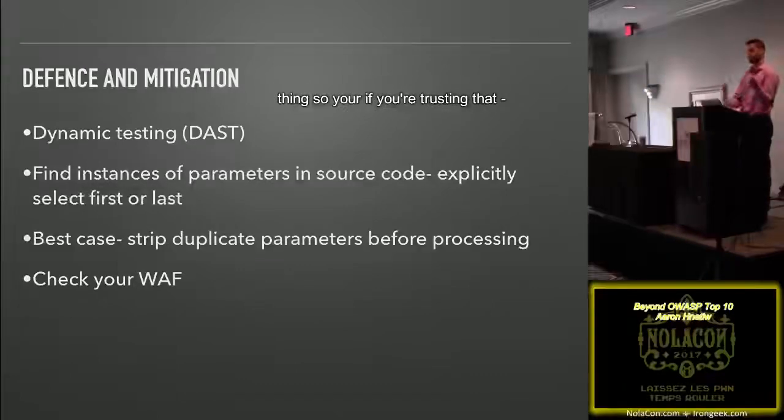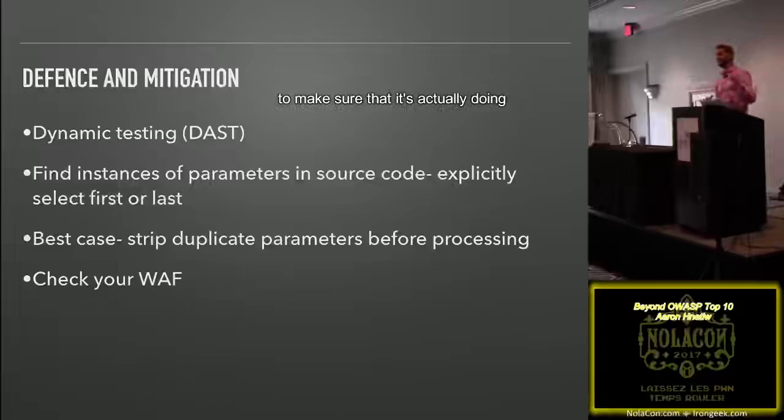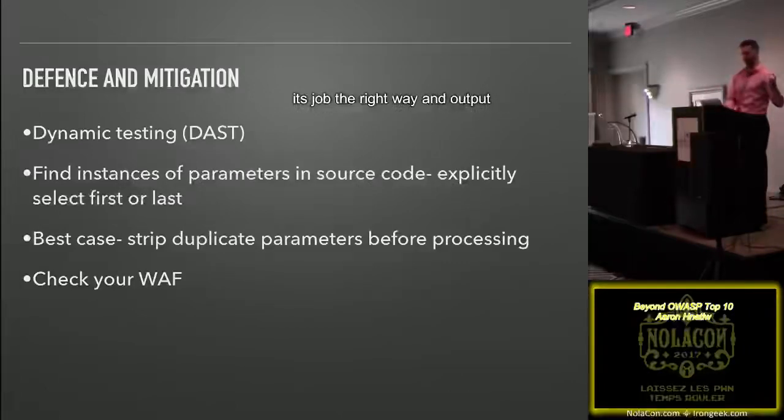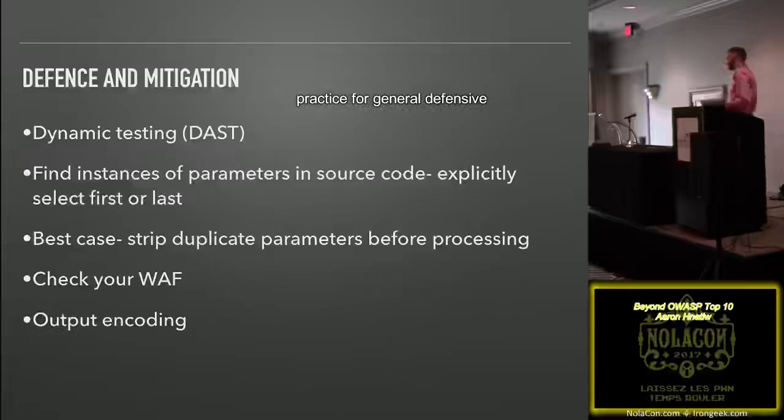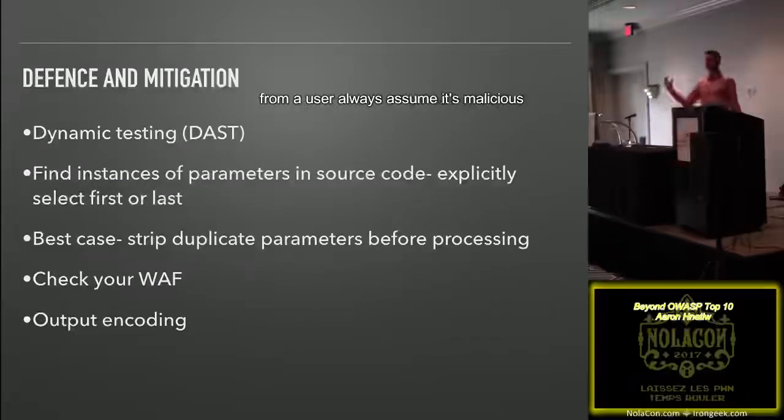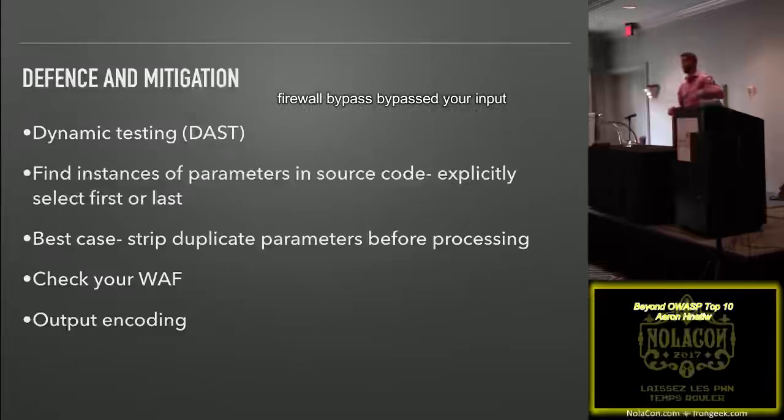And check to see if your web application firewall is doing the same thing. So if you're trusting that to prevent attacks, you're going to want to make sure that it's actually doing its job the right way. And output encoding is just a good practice for general defensive programming. But when you're taking parameters and input from a user, always assume it's malicious. So when it comes back out on the other side, if you encode it, let's say someone passed in that SQL injection string that bypassed your firewall, bypassed your input validation, and then goes through to your SQL database.